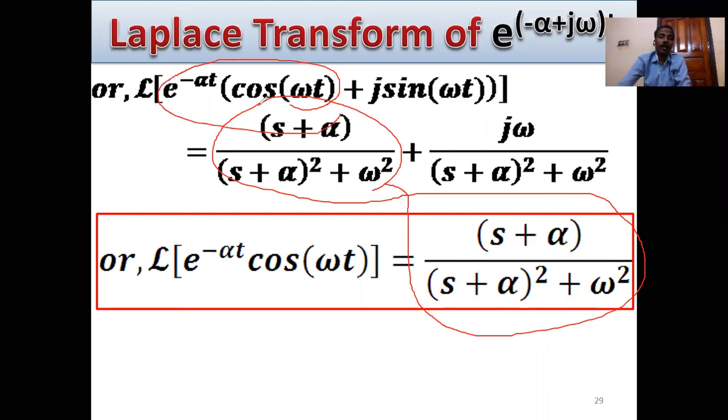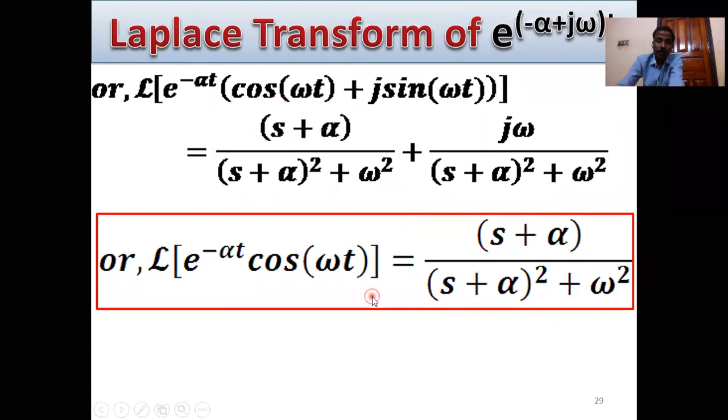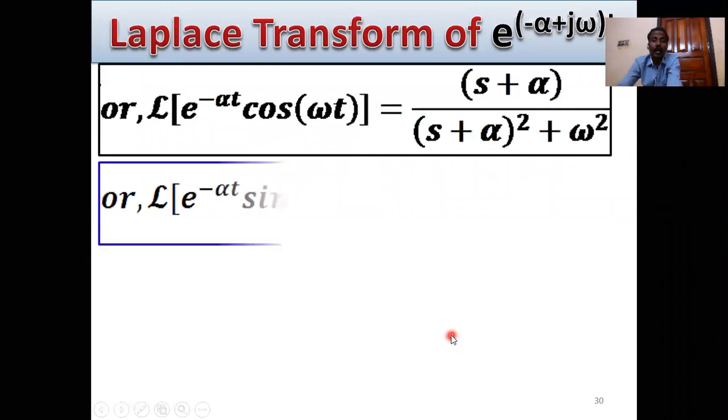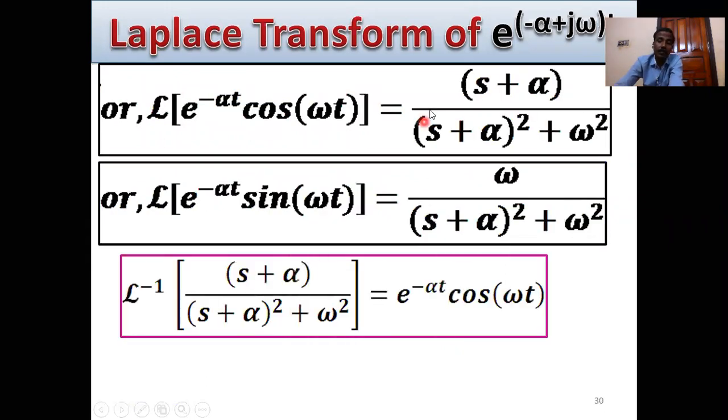Laplace transform, time domain to frequency domain. And again, the second part: Laplace transform of j sin omega t equals j omega by s plus alpha whole square plus omega square, so j cancels. Then Laplace transform of e to the power minus alpha t sin omega t equals omega by s plus alpha whole square plus omega square. And this is the inverse Laplace transform: inverse Laplace of s plus alpha divided by s plus alpha whole square plus omega square equals e to the power minus alpha t cos of omega t.